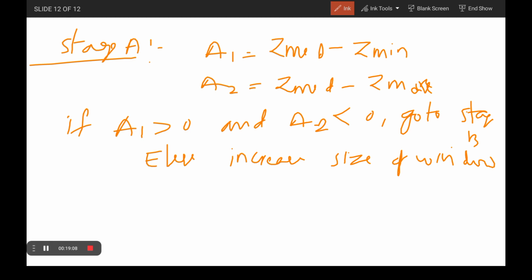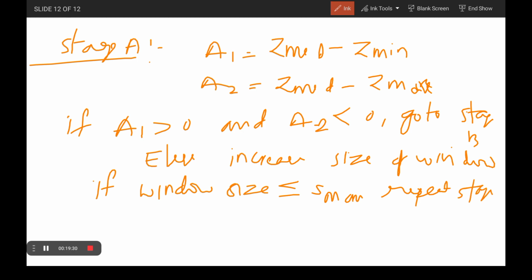If the window size is less than or equal to the maximum allowable size, then repeat stage A, else the output is equal to the median value, Z median. So this is stage A. In this case we are selecting the corresponding window size of the image.